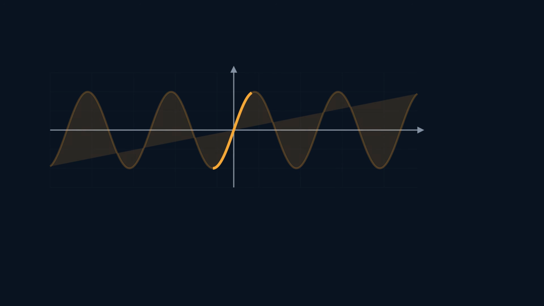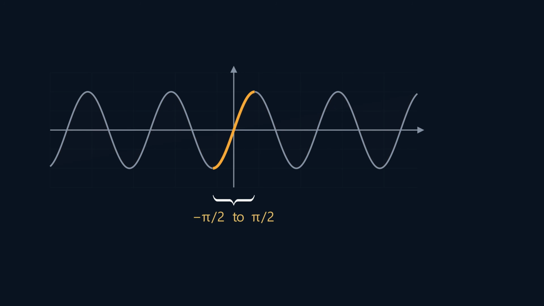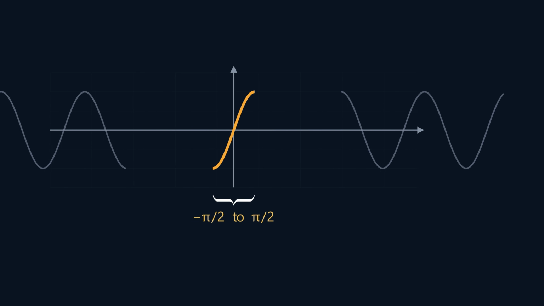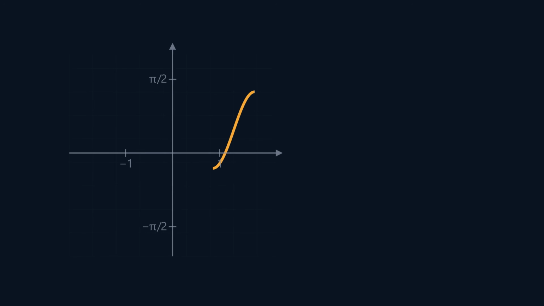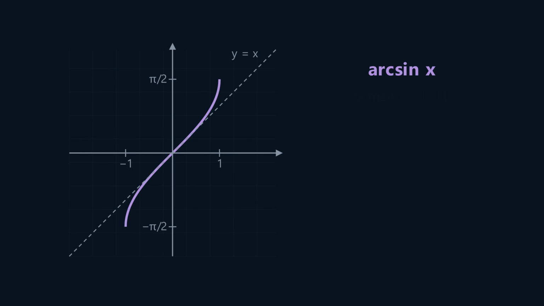So mathematicians made a decision. Pick a slice of the sine wave that goes up exactly once, hitting every value from -1 to 1, and throw the rest away. That slice runs from -90 degrees to +90. Inside it, every value has exactly one angle. That restricted slice can be flipped to give the inverse sine, also written arcsine. Reflect the curve across the diagonal line y equals x, and there it is. Its inputs run from -1 to 1, and its outputs run from -90 to +90 degrees.